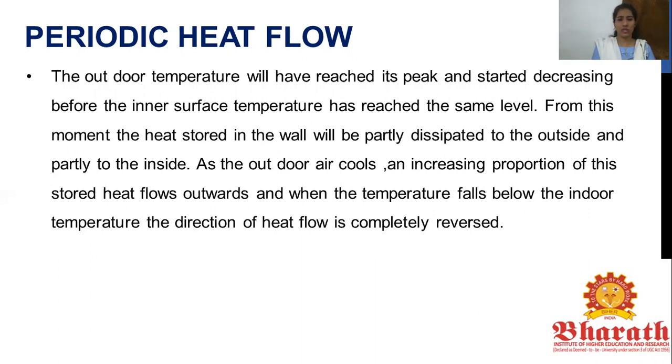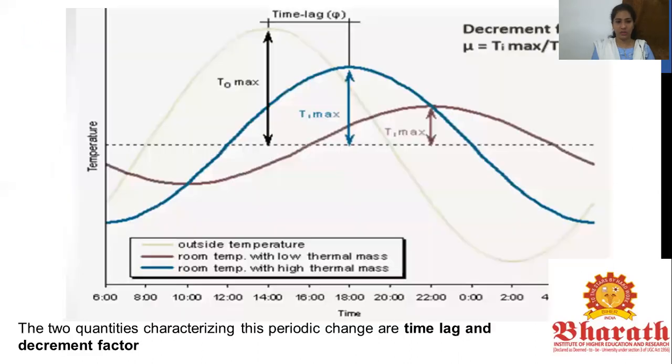The outdoor temperature will reach its peak and start decreasing. So the outer temperature has increased and heat has started transferring, but after a point it starts decreasing, while the particles are still transferring heat. From this moment on, the heat stored in the wall will be partly dissipated to the outside and partly to the inside, because it starts cooling now, right? As the outer air cools, an increasing portion of its stored heat flows outwards, and when the temperature falls below the indoor temperature, the direction of the heat flow is completely reversed.